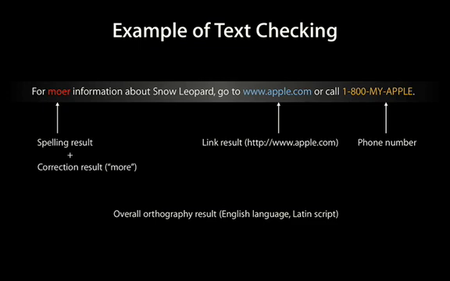And if you asked for correction, you would get back another result suggesting that it be corrected to MORE. And you might get back a link checking result for www.apple.com, suggesting that this looks like a URL with the full form, the fully formed URL, HTTP://, et cetera. And then for the phone number there, phone numbers are actually detected as address results that have a phone number. So you would get back an address result for this phone number, specifying that it is a particular phone number.